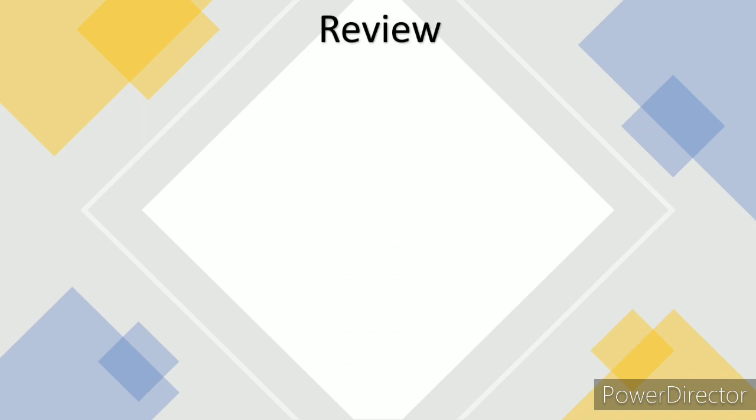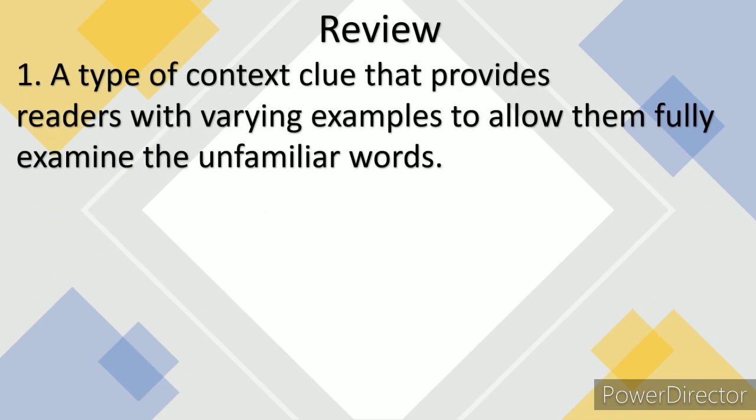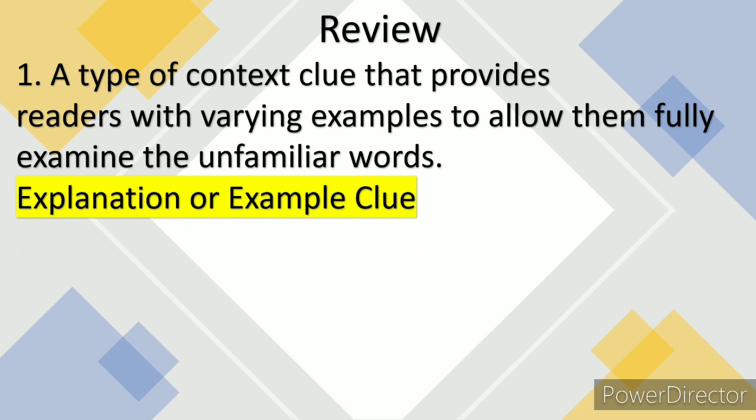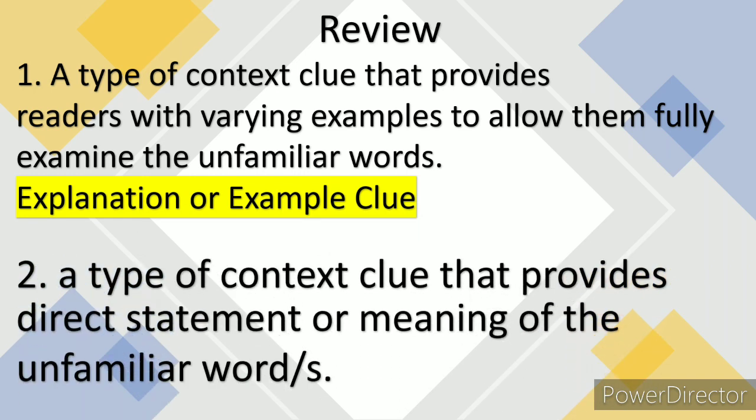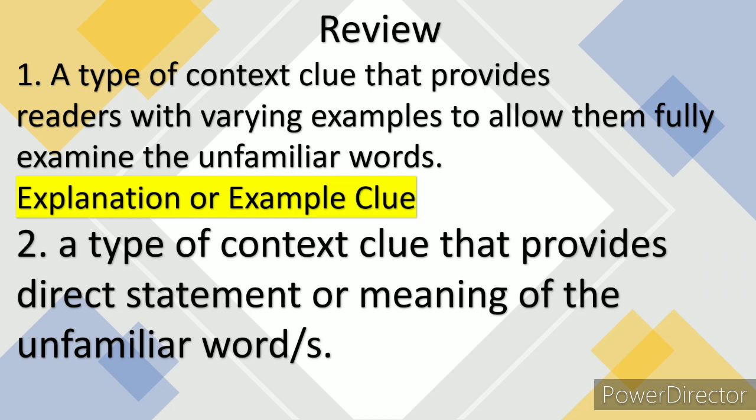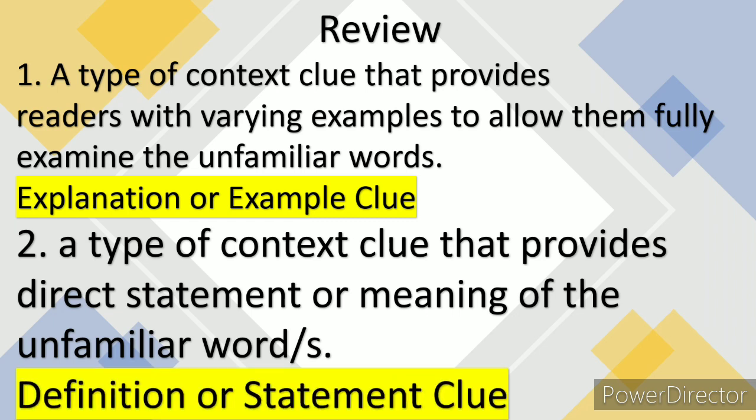Okay, let's review. What type of context clue provides readers with varying examples to allow them to fully examine the unfamiliar words? The answer is explanation or example clue. Number 2, a type of context clue that provides a direct statement or meaning of the unfamiliar words. What type of context clue? Definition or statement clue.